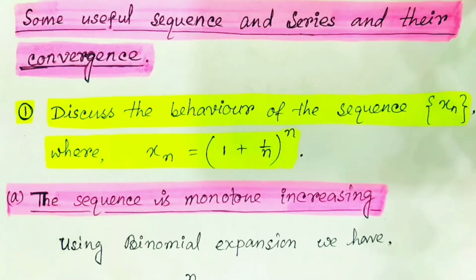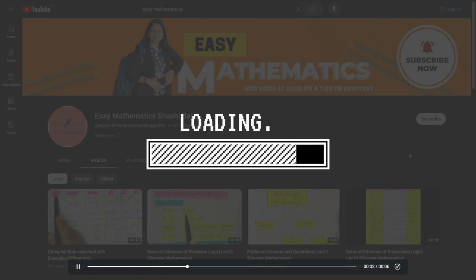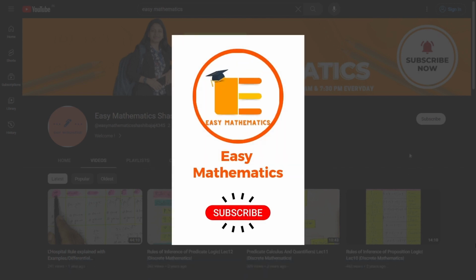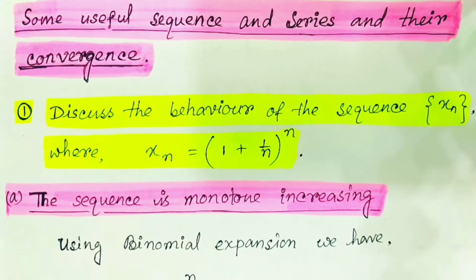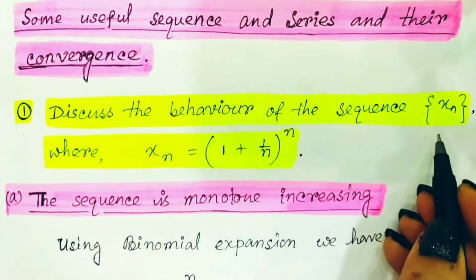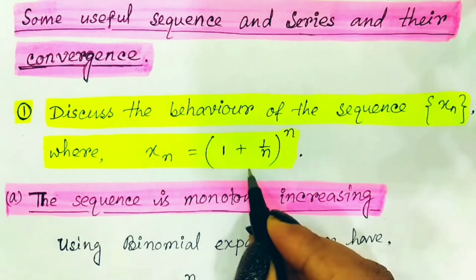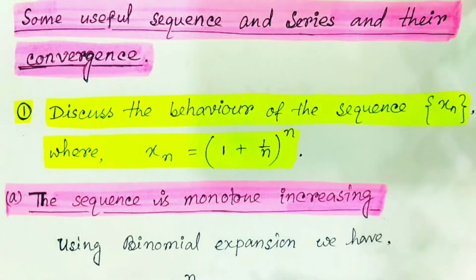In this video, we are going to discuss some useful sequences and their convergence. We should use these sequences as formulas for different types of problems while we solve them. So the first problem is: discuss the behavior of the sequence xn, where xn is equal to (1 plus 1 by n) to the power n. Behavior means we should discuss whether it is convergent or divergent.